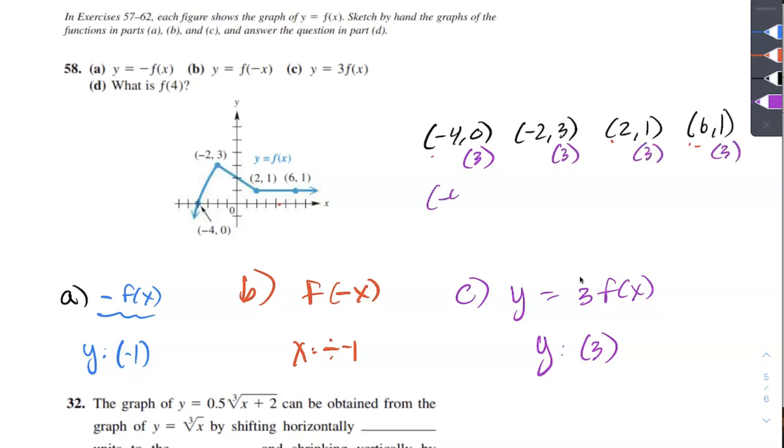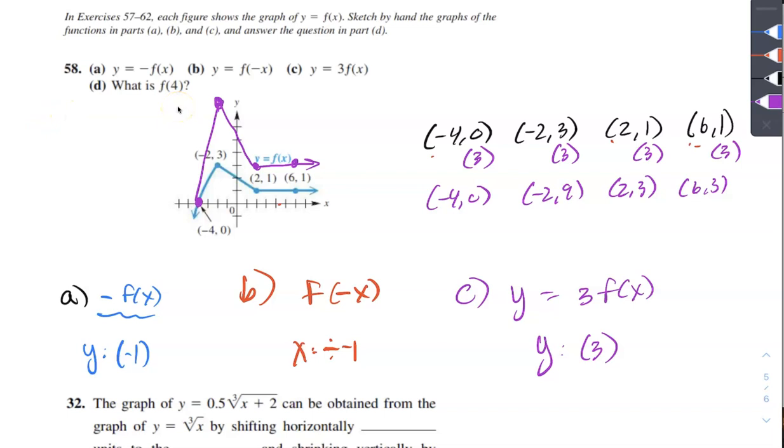We get -4, 0, same point. You get -2, 9, -2 and 9. So all the way up there. You get 2 and 3. And we get 6 and 3. So it looks like this. So that's a vertical stretch of 3, right? We multiply all our y values by 3.